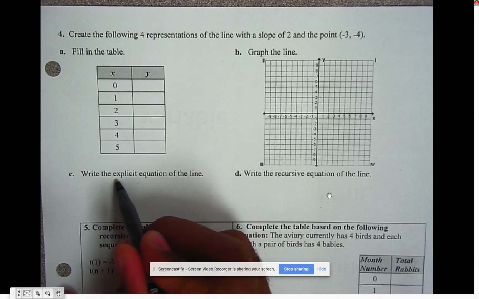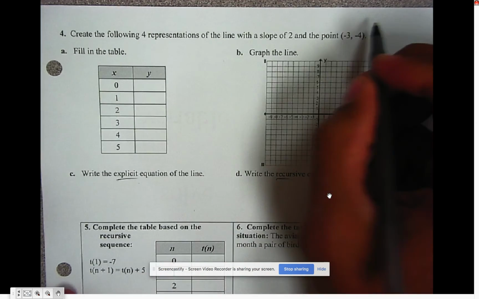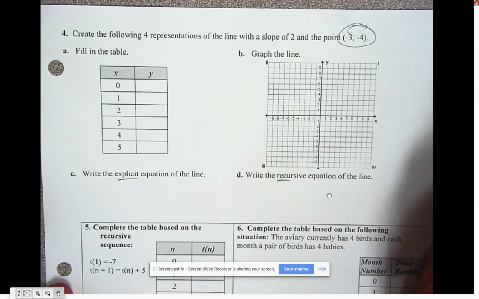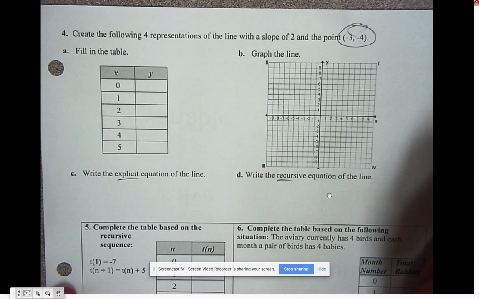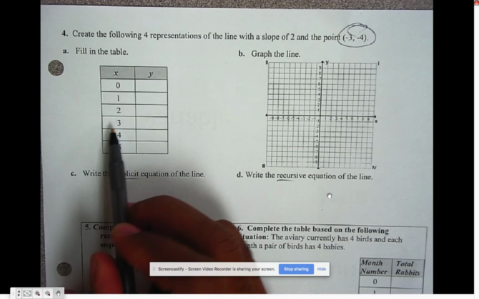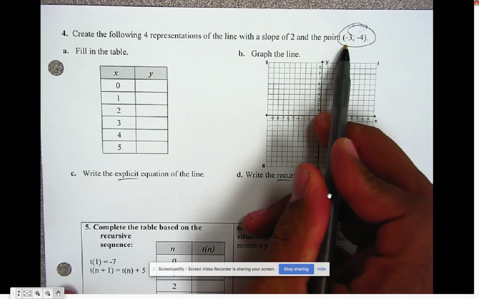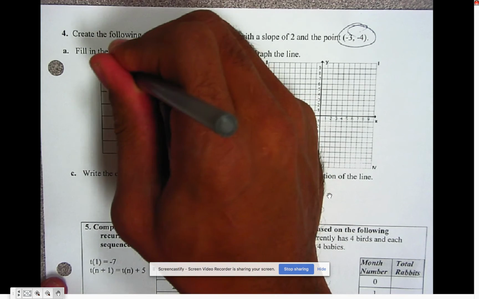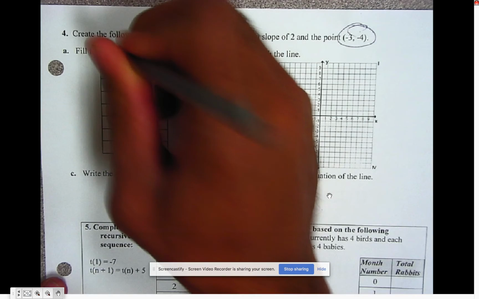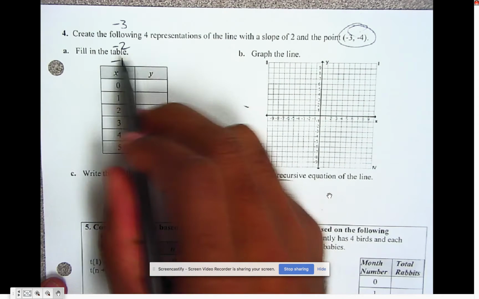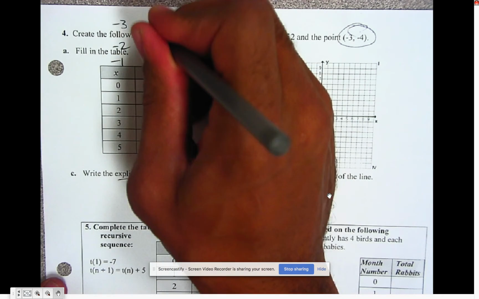Okay, explicit and recursive. All right, so first thing you want to do is note that you're given one of the points. You already know one of the points. Okay, so -3 is one of the points, so that means it's not on this table. So I'm going to have to actually go backwards. So I have to go to -1, then -2, then -3. Okay, and so that means that -4 is here.